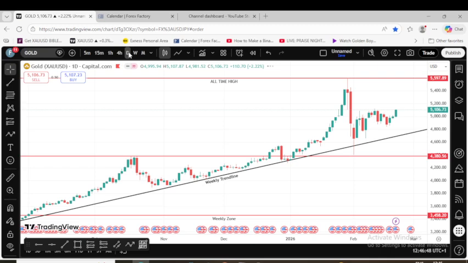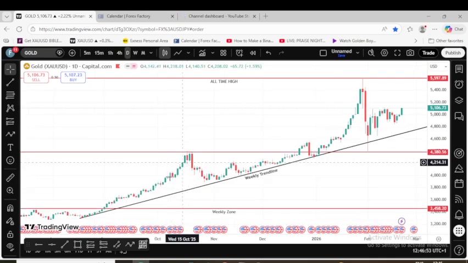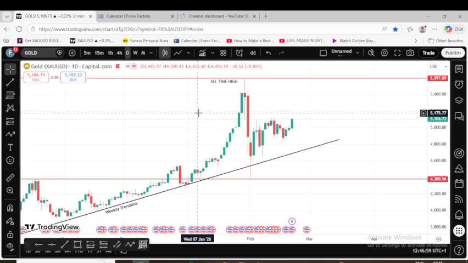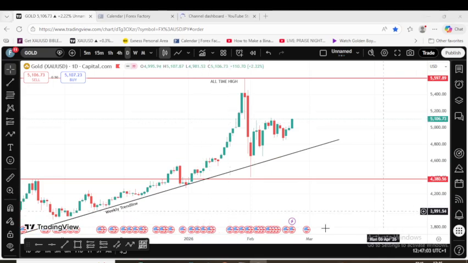Now let's go down to the daily time frame. What do we see? Positive correction and positive correction and positive correction. Price is loading up for a new impulsive move.